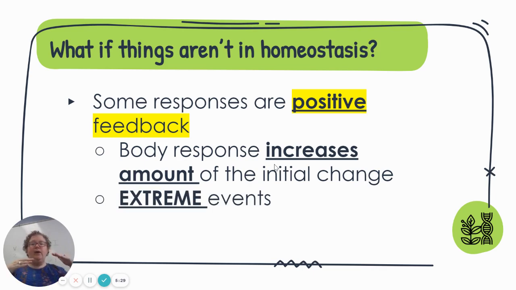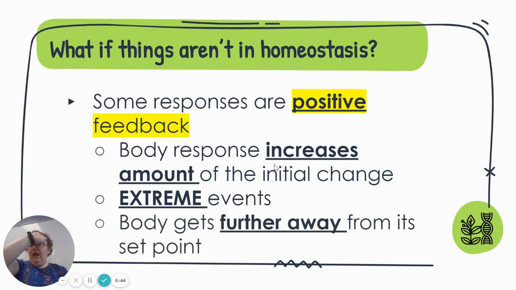In negative feedback, when we had a change, your body did the opposite to bring it back to homeostasis. But in positive feedback, when it notices that change, your body is going to continue that change and make it a very extreme response. As a result, your body is going to get further and further away from that homeostasis point when it's positive feedback.